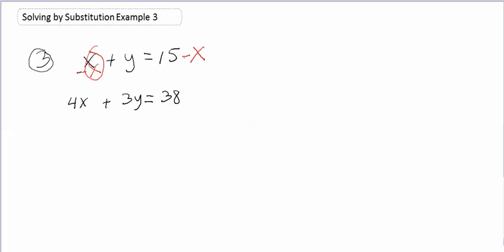So just like on the other problems that we did, we want to substitute. So I'm going to take this 15 minus x and plug it into the original second equation. I'm going to plug it in where I see this y right here. So now I have 4x plus, remember it's 3 times y, which is going to be 3 times 15 minus x now, because I'm substituting that y for 15 minus x, and it's going to be equal to 38.